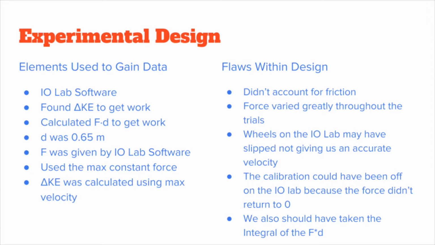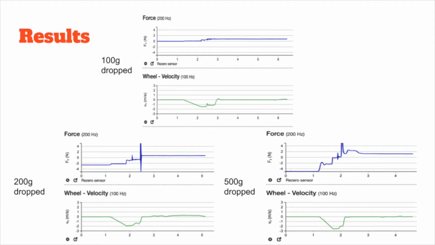For the results, we made 3 graphs of force over time and velocity over time for each one of the weights that were dropped. As you can see, the magnitude of the force and velocity increases as you increase the weight that was dropped. We picked the velocity to calculate delta KE with the max velocity shown on each graph. And we also picked the magnitude of the force that corresponds with the same time as the max velocity.